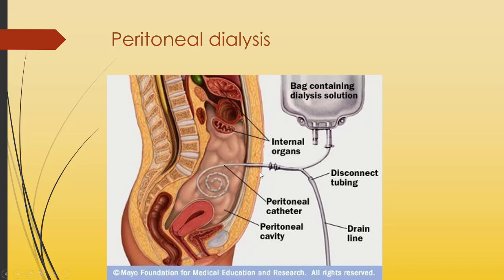Dear students, see this diagram. As you can see, this portion is called the peritoneal cavity. This tube-like structure is called the peritoneal catheter or peritoneal tube. There are internal organs. This tube or peritoneal catheter is connected with a bag containing a dialysis solution, and this is the drain line.